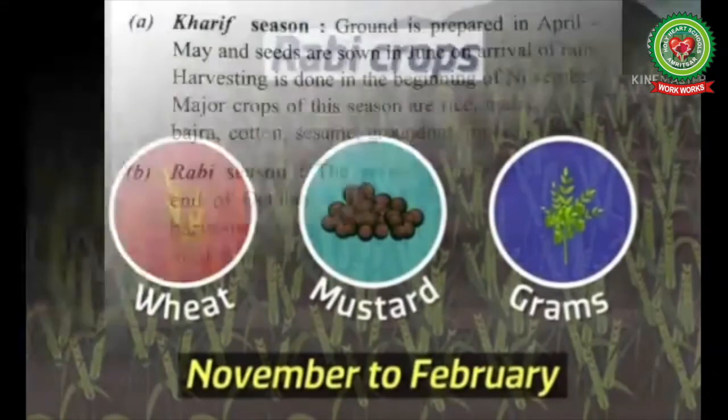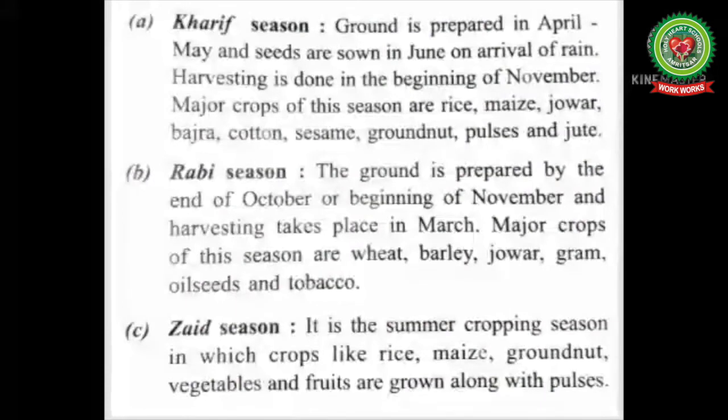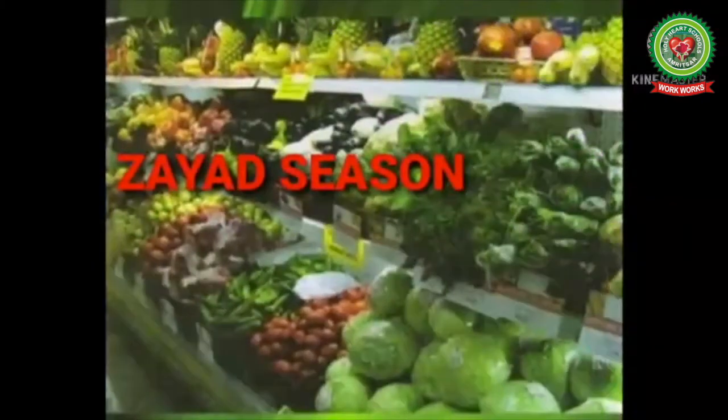Third cropping season is Zaid season. It is the summer cropping season in which crops like rice, maize, groundnut, vegetables, and fruits are grown along with pulses. This season comes in between the Rabi and Kharif season to increase and maintain the fertility of the soil. They all are mostly leguminous plants, which increase the fertility of the soil.